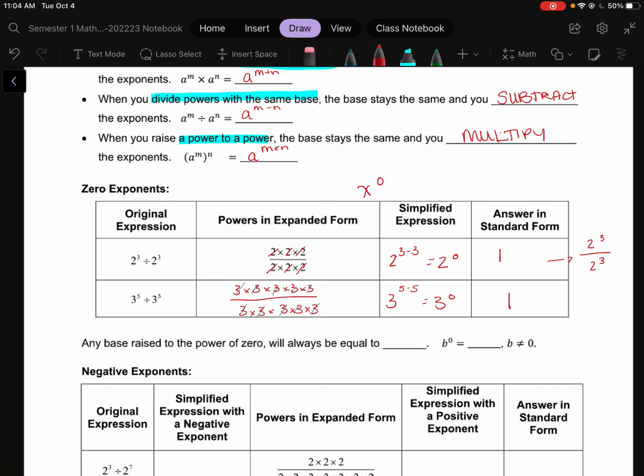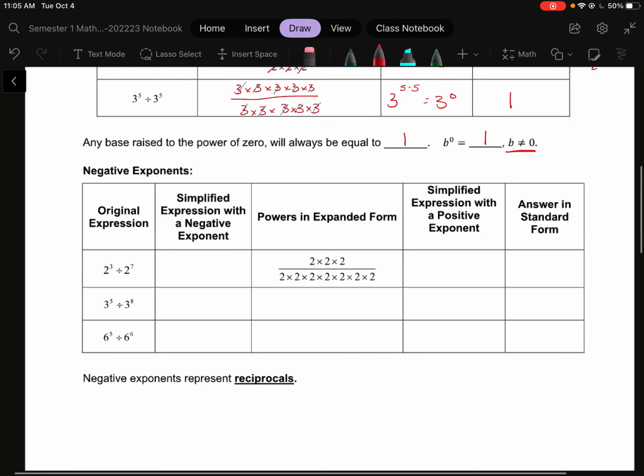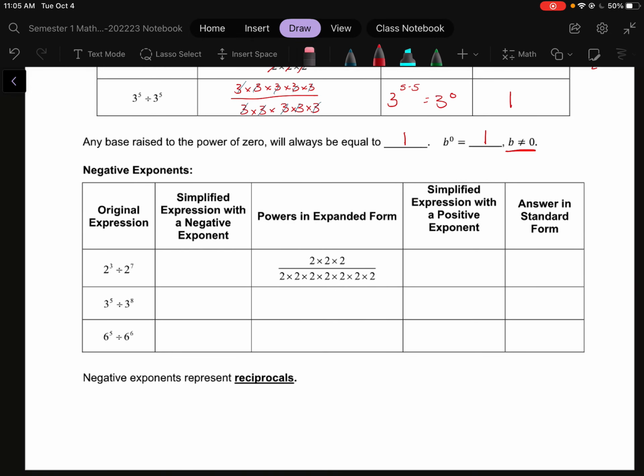So you can tell that when we look at any sort of base that is raised to a power of 0, it will always be equal to 1. So b to the power of 0 would be equal to 1. It would not be equal to 0. Even though it's to a power of 0, that doesn't mean the answer is 0. It's always 1. Okay? Now we're going to look at negative exponents.